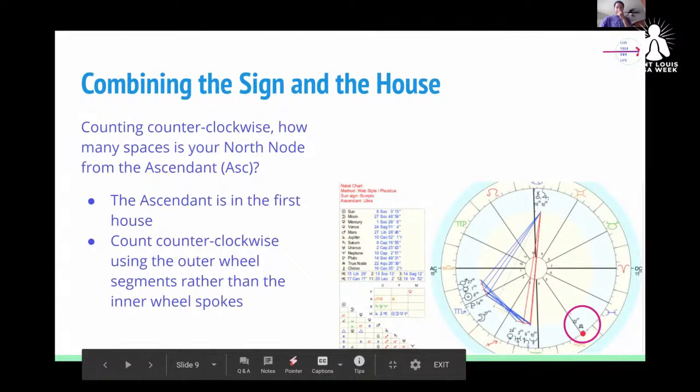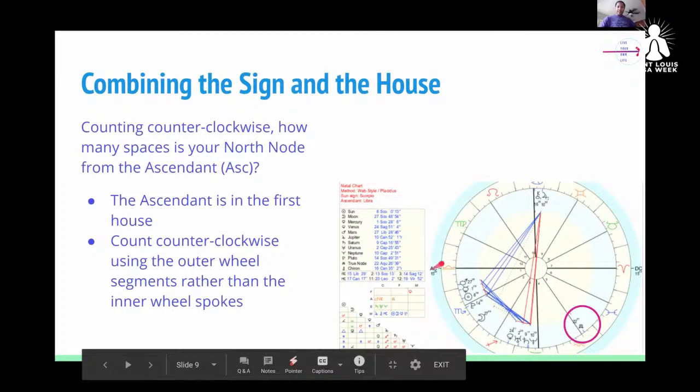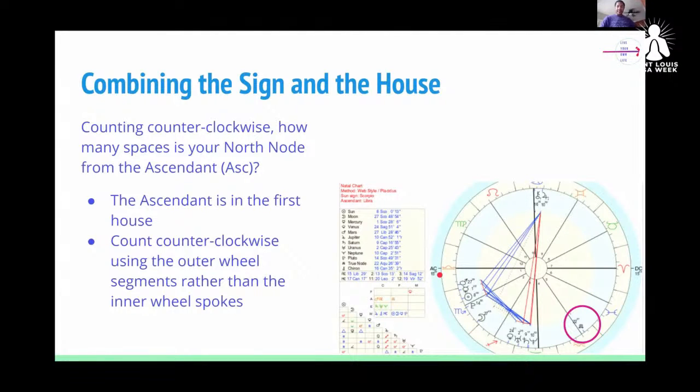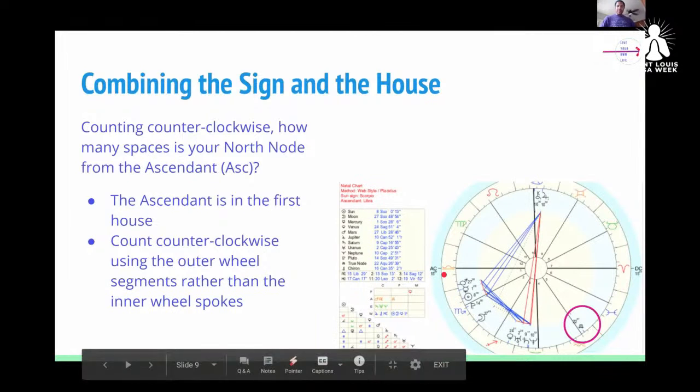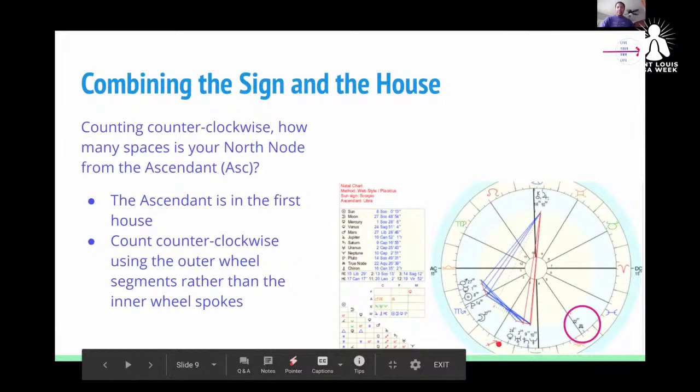So this is the same chart that I had used before, and we can see the North Node is down here in Aquarius. This chart is a Libra rising, or their ascendant is in Libra. And if you've used astro.com, it'll automatically put the ascendant at the middle of the left-hand side. And so what you'll be able to do is count counterclockwise to see which house it's in.